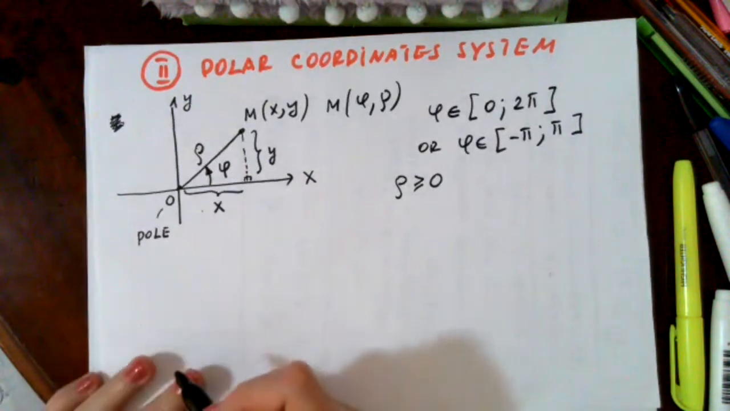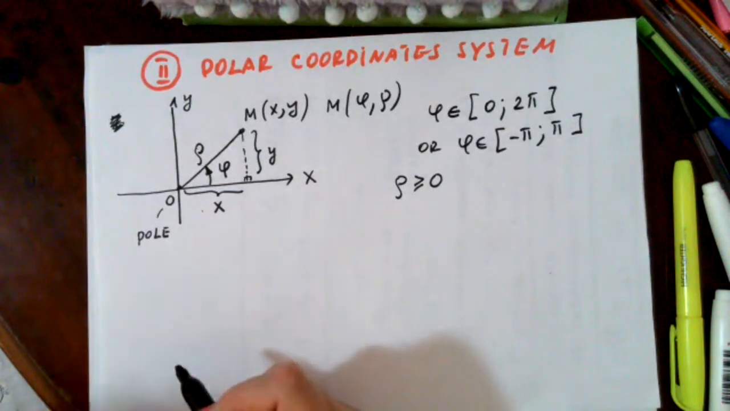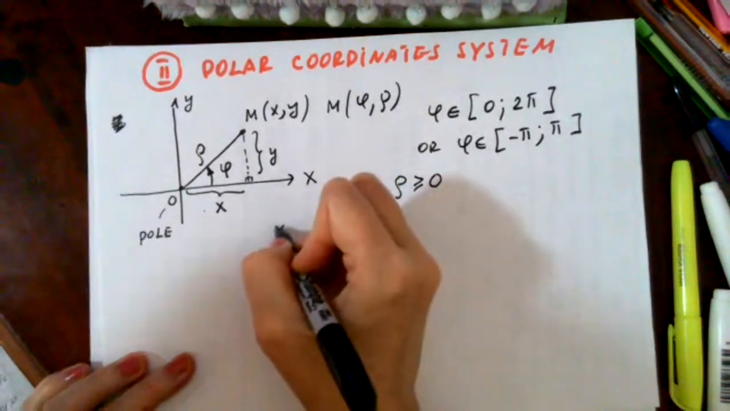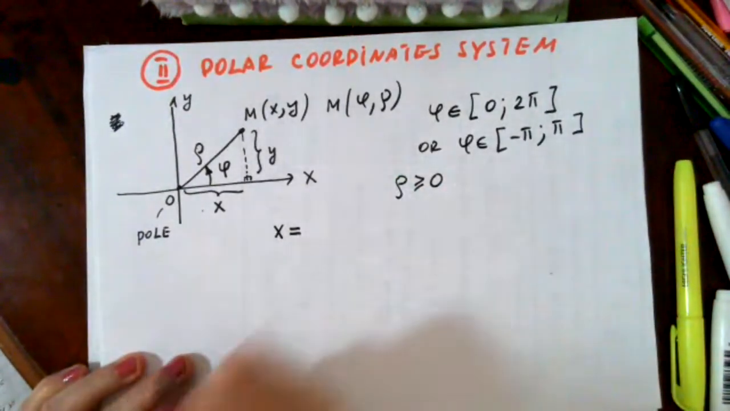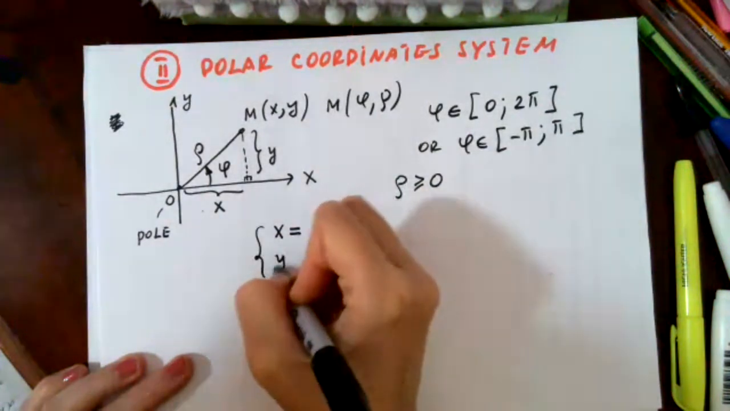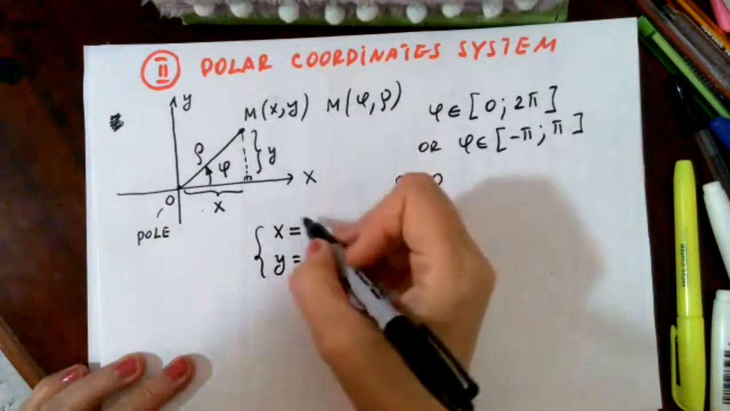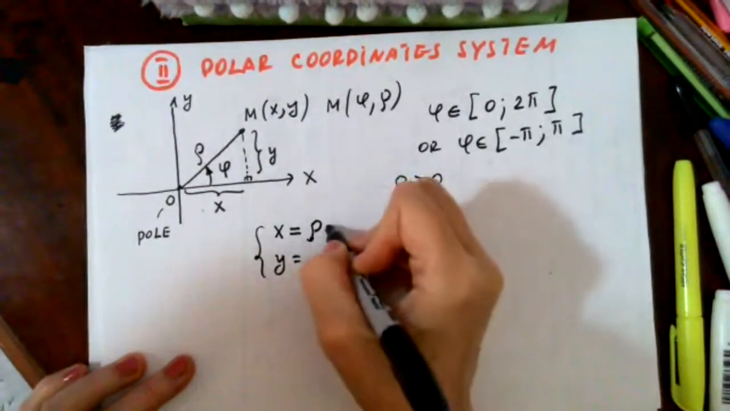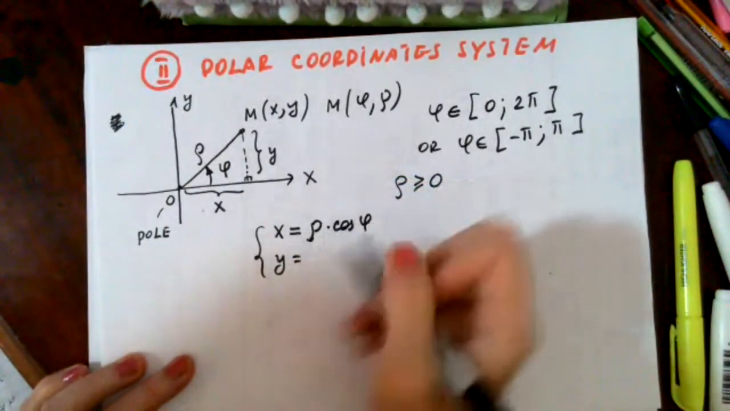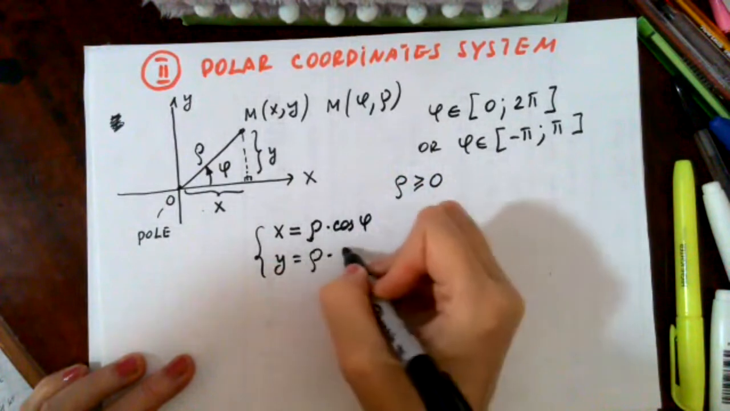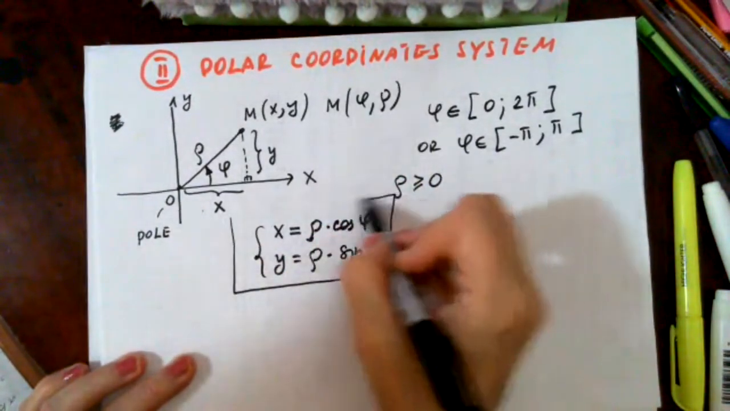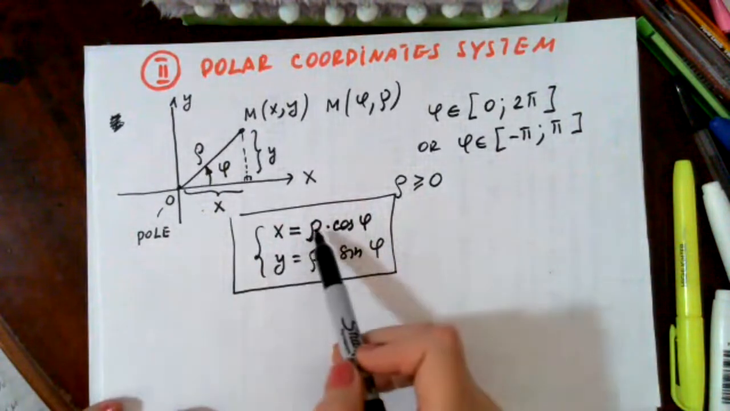So what are these formulas which allow you to do this transition? We can call them transition formulas, and they show us the relationship between Cartesian coordinates x and y and polar coordinates. And it turns out this relationship is quite simple. x is equal to rho times cosine of phi, and y is equal to rho times sine of phi. So these are very famous transition formulas.